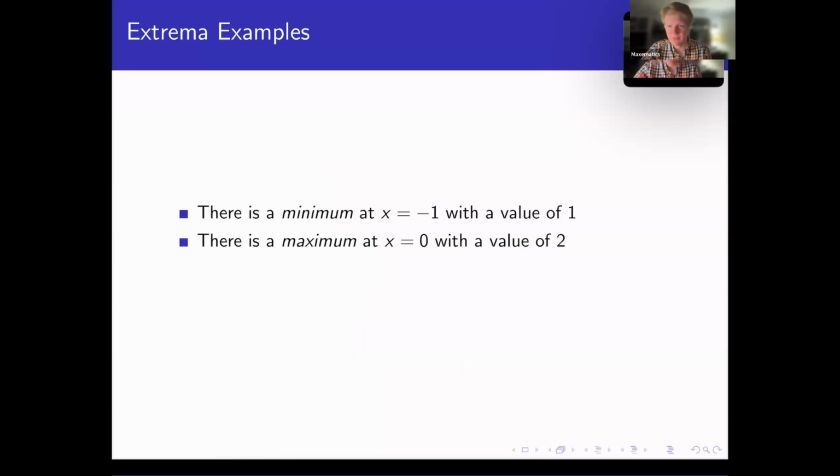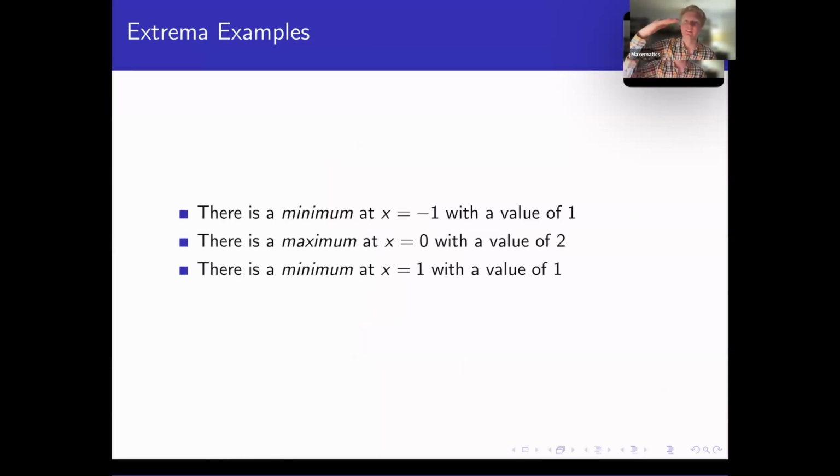And last but not least, I don't think I need to go back, but there is a minimum at x equals 1 with a value of 1. So only maximums and minimums, they only occur when you change from increasing to decreasing or decreasing to increasing, respectively. Constant doesn't happen anywhere in that definition. Staying constant, like increasing to increasing, also does not change there. So please don't use maximums and minimums for any other situation than those two changes.